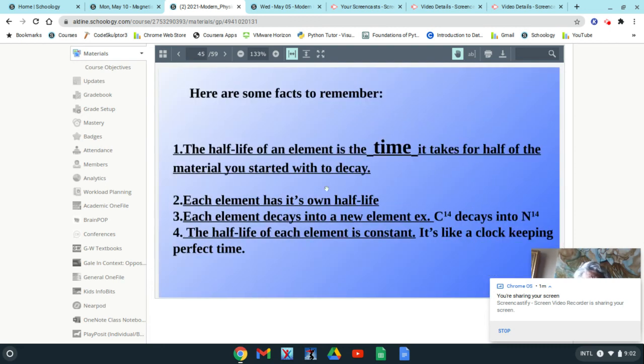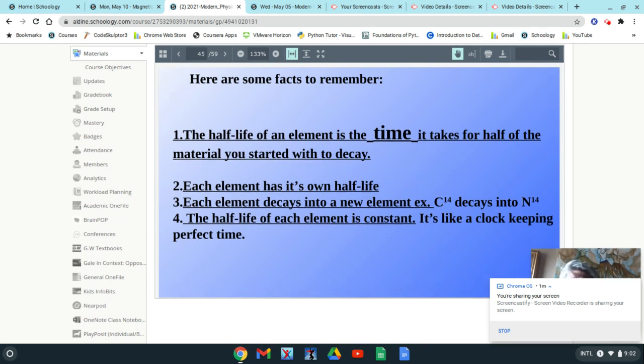So again, some definitions. The half-life of an element is the time it takes for half of the material you started with to decay. Every radioactive element has its own half-life. And that half-life is really, really constant. It doesn't change. It's like a clock, keeping perfect time.